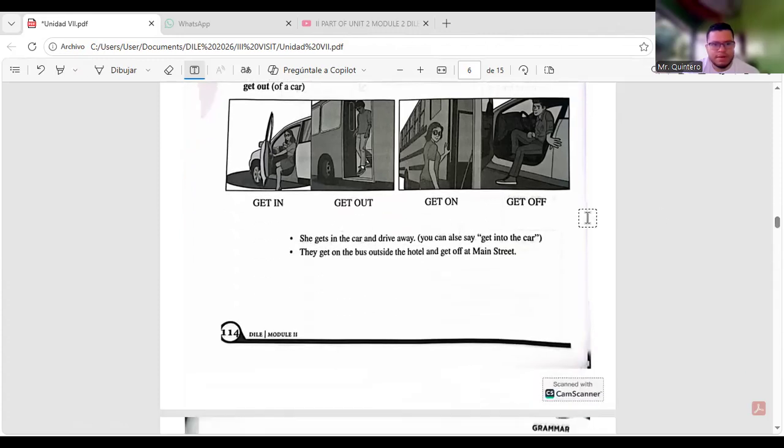Get on, get off. Ahí está la diferencia entre get in, get out, get on, and get off. She gets in the car and drives away. You can also say get into the car. They get on the bus outside the hotel and get off at the main street. Ok, aquí está incorrecto, como está escrito. Also right. You can say right here. Also, let it go instead of let it.